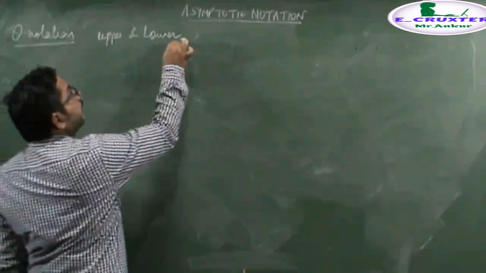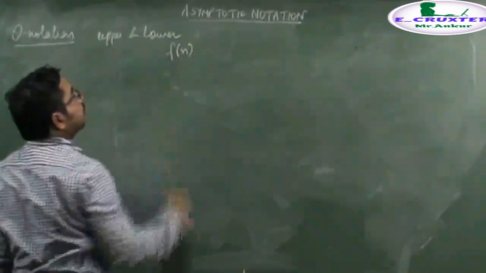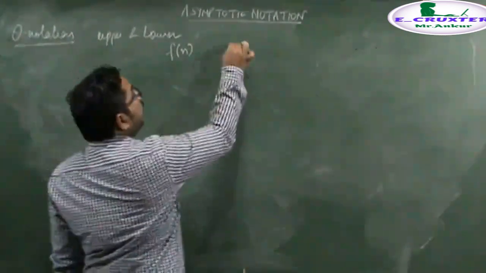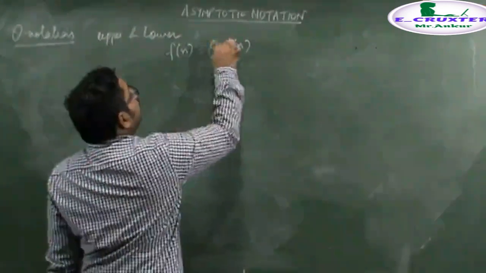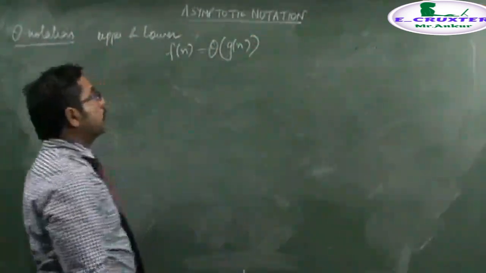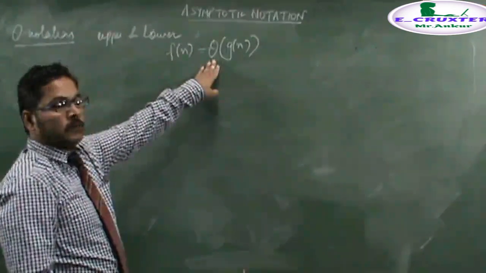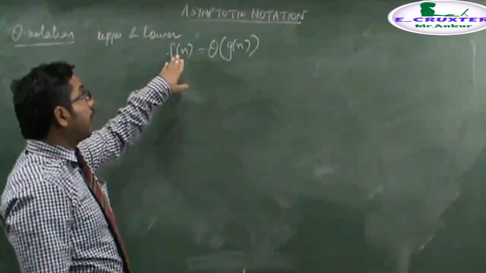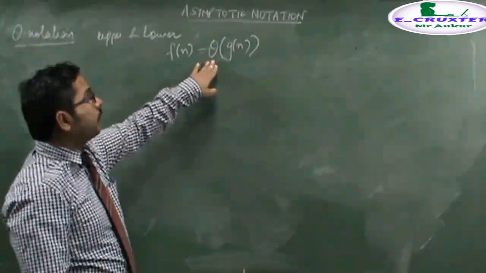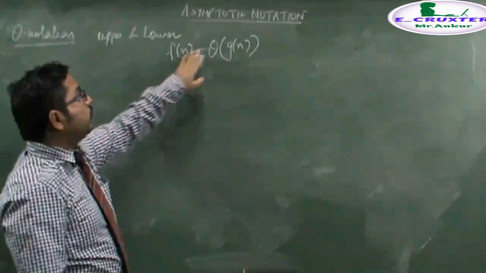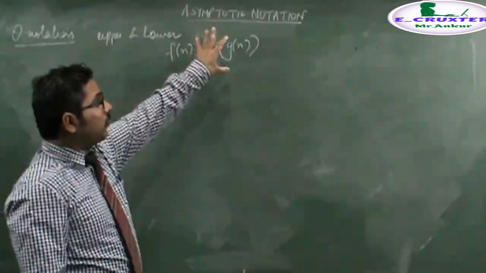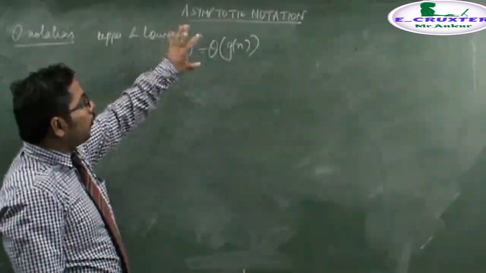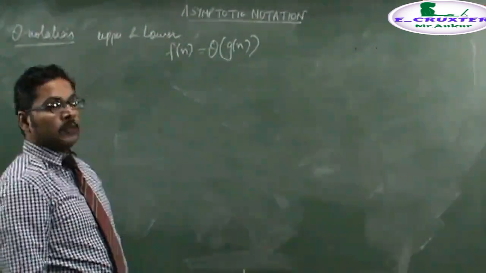That is, I am saying that if there is an f(n) function and g(n) function is bounding the f(n) from upper and lower both, then it is denoted by theta notation. That is, if I say for the f(n) function, g(n) is a theta function, then I am saying that g(n) is bounding the f(n) function from upper and lower both.